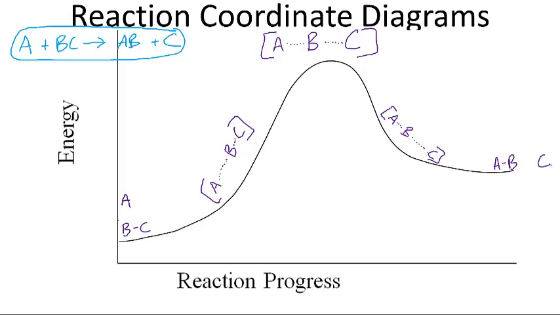So that's what these graphs represent. They represent what's happening in terms of potential energy as the old bonds get broken and the new bonds get formed. Now, what information can we get out of a reaction coordinate diagram?